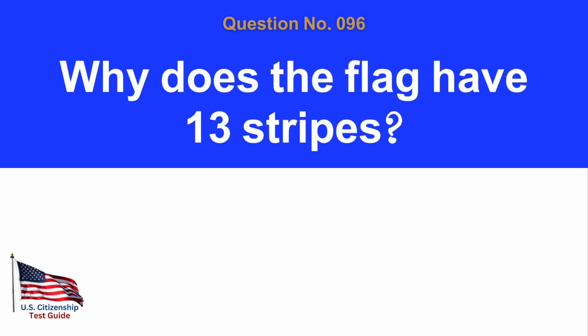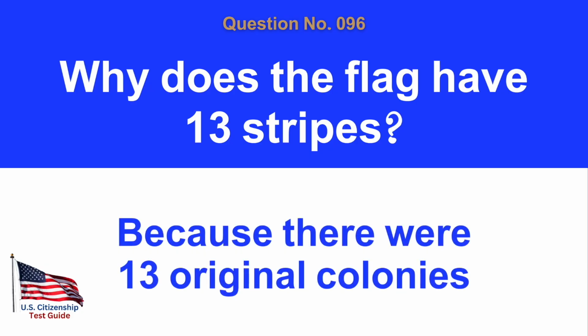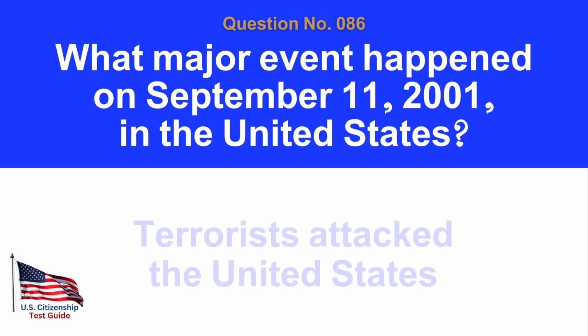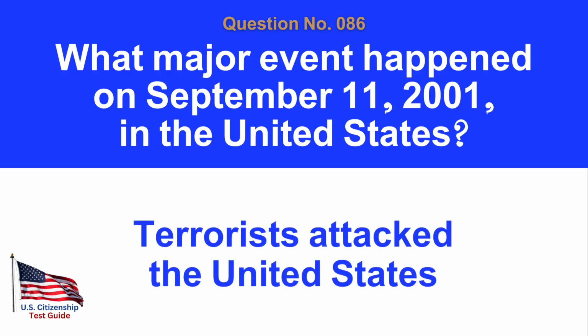Why does the flag have 13 stripes? Because there were 13 original colonies. What major event happened on September 11, 2001 in the United States? Terrorists attacked the United States.